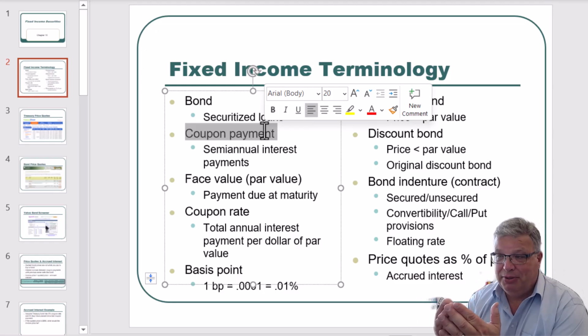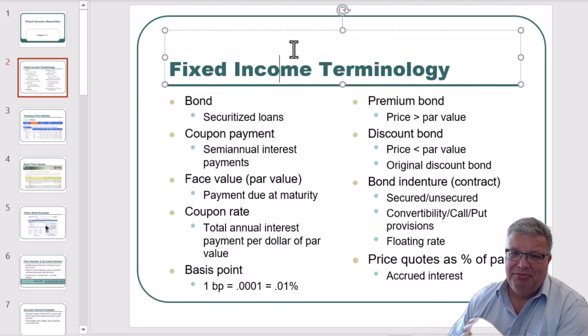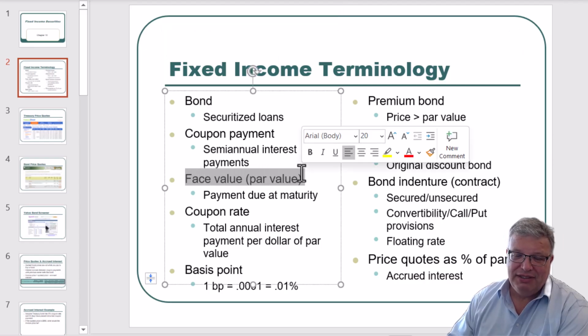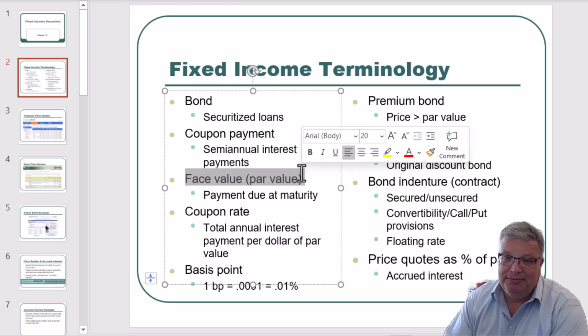And that principal, it's got a couple different names, which is kind of strange: face value, par value. Face value or par value is used almost interchangeably, but that's the amount that's actually being borrowed. And that's how much the company has to pay back at the end of the loan.